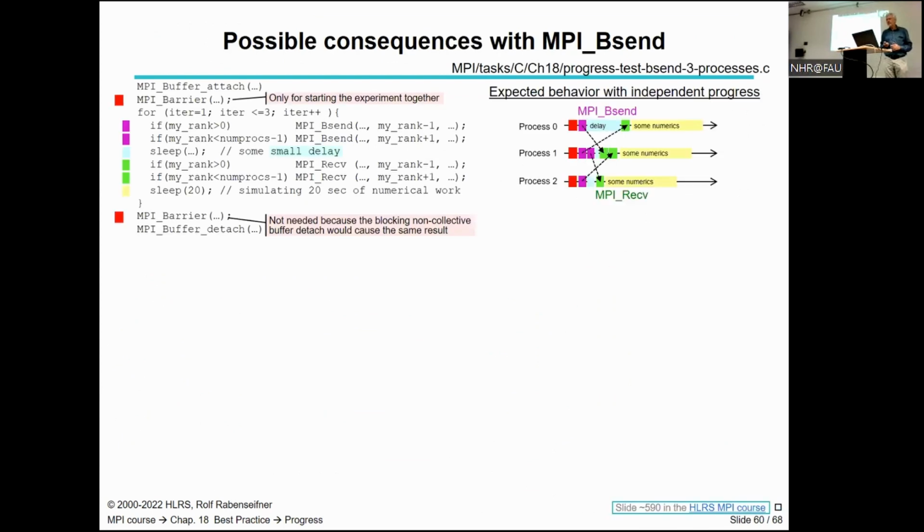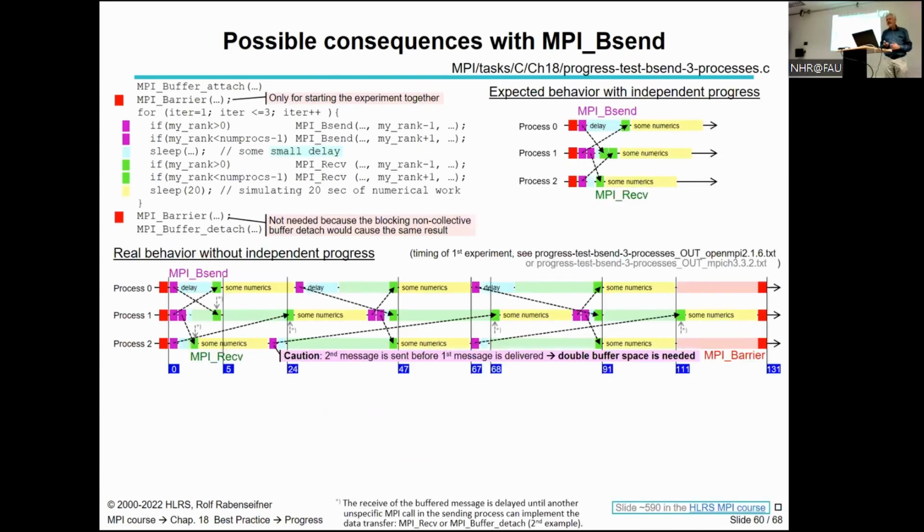Go to the next slide. Exactly this. Here in principle we have three message exchange epochs plus numerics. The yellow is the numerics. Numerics is simulated here by a sleep of 20 seconds. And in total, instead of needing 60 seconds, here 130 seconds are needed. To be more exact, here I did some small additional delays.